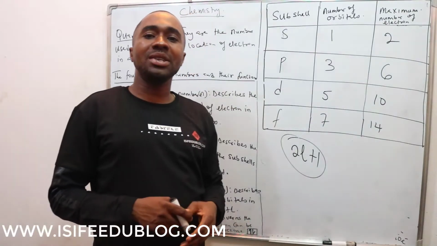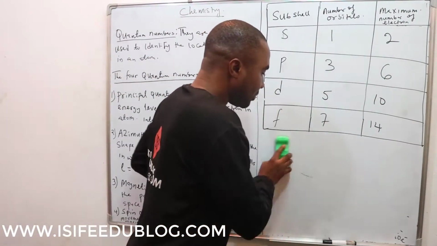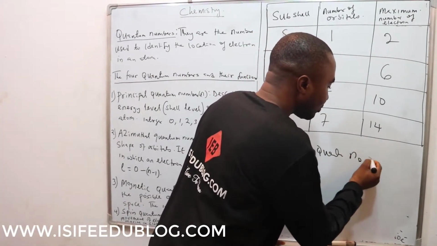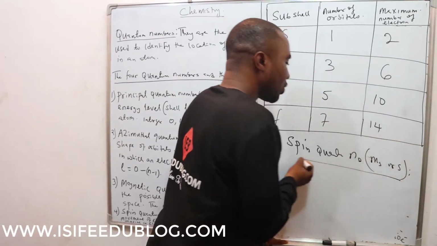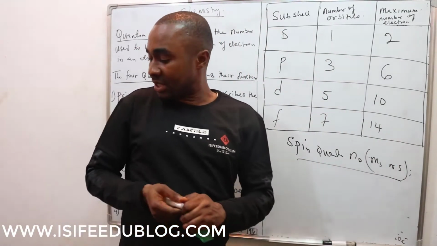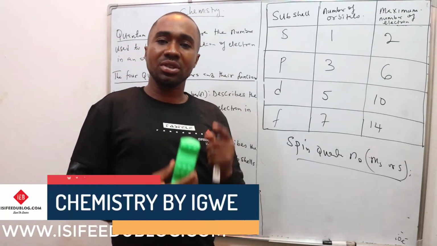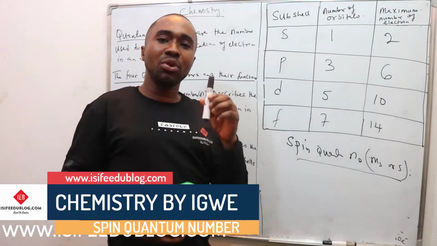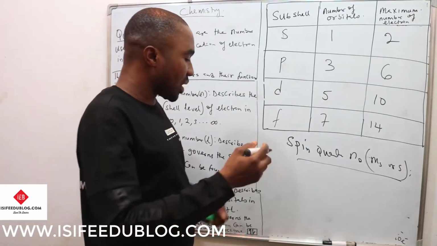The fourth quantum number is the spin quantum number. It is represented with ms or ordinary s. The work of the spin quantum number is that it describes the movement of the electrons in the orbitals. That is the function of the spin quantum number.